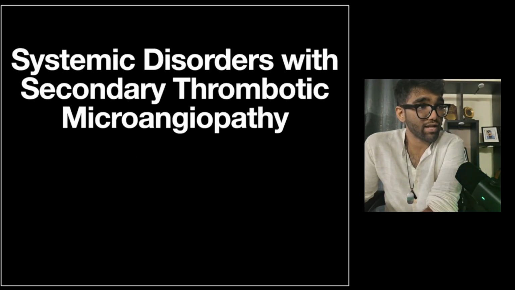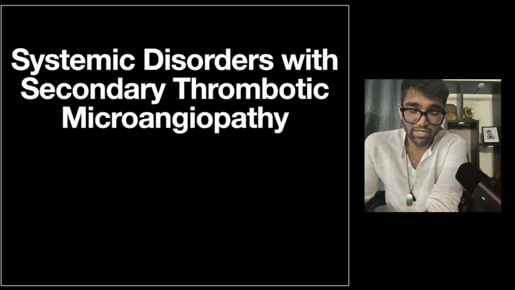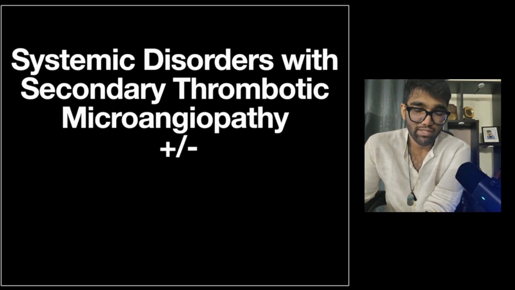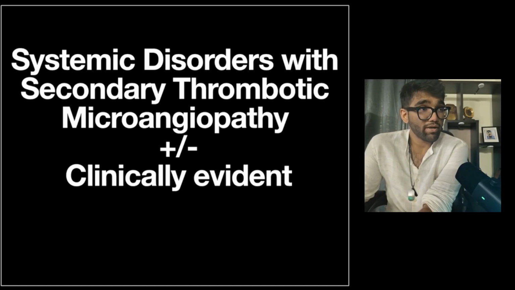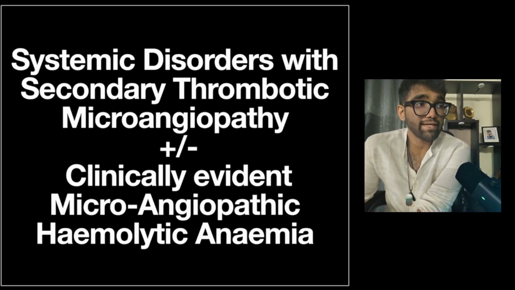So that brings us to the last portion of our discussion, that is systemic disorders with secondary thrombotic microangiopathy. Now, this is thrombotic microangiopathy. That is, on histology, there is evidence of thrombotic or microvascular thrombosis, but there may not be clinically evident microangiopathic hemolytic anemia.